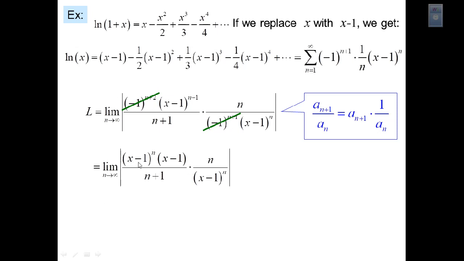All right, so now we have x minus 1 to the n power times x minus 1 over n plus 1 times n over x minus 1 to the n power. Now, you're probably wondering, where in the crap did all this stuff come from? So what we're looking at here, this is x minus 1 to the n plus 1 power. Remember, we can split that up.